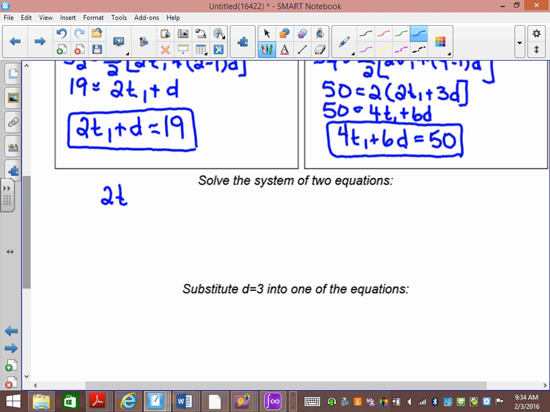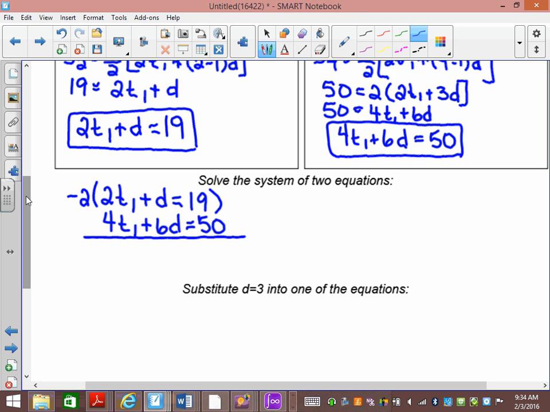So 2t1 plus d equals 19. 4t1 plus 6d equals 50. I'm going to choose to make the t1s the same, but could I have made the d's the same? Absolutely. So multiply the first by -2: -4t1 minus 2d equals -38. And then 4t1 plus 6d equals 50.